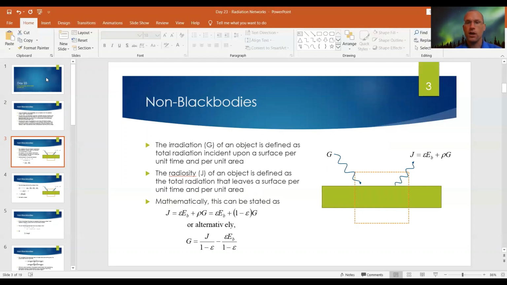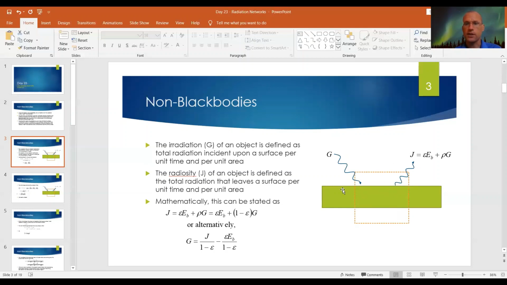So irradiation, capital G, is the total radiation hitting the surface, from all other sources. All these other things are radiating thermal radiation, and whatever hits this object is its irradiation. So the total energy hitting my object, capital G, is irradiation, per unit time, per unit area. Radiosity, kind of the opposite, is the total amount of energy coming off of a surface, per unit time, per unit area. And the radiosity can come from two sources.